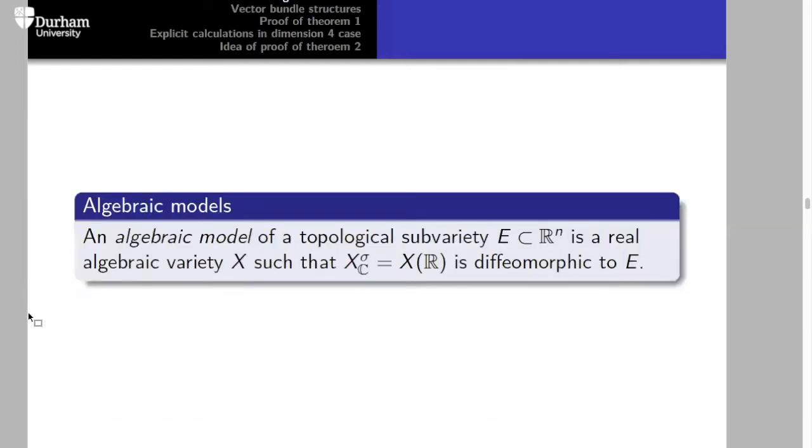Okay, so next thing, algebraic models. If I have a topological subvariety of R^n, I call a real algebraic variety X an algebraic model if its real points are diffeomorphic to the set. And there are many questions about which topological subvarieties are realizable as the real points of an algebraic variety. So that's what's called an algebraic model.